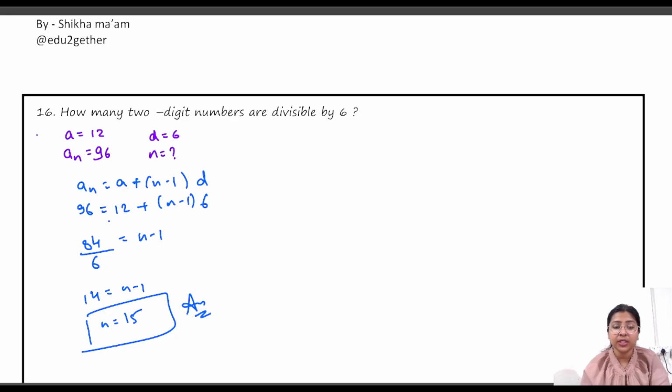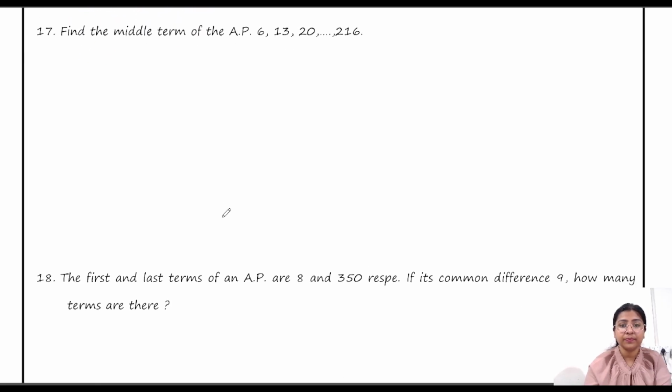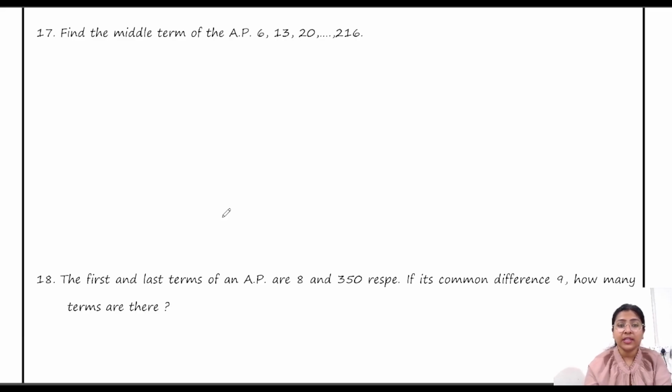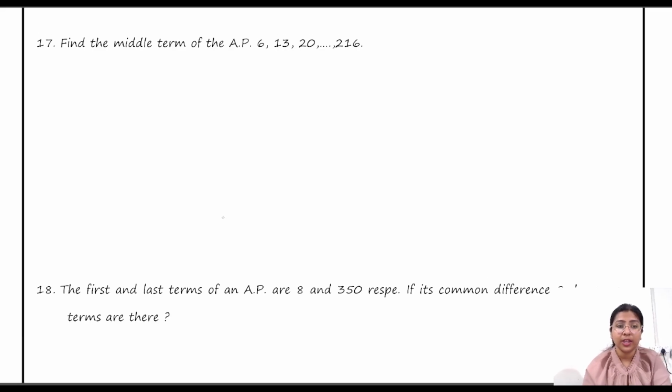Okay learners, this question is clear to you? Okay, now moving to the next question. In this question, they are asking to find the middle term of the AP. For finding the middle term, first we need to find out how many terms are there in this AP. So we have the first term, we will write a equals to 6. We have the common difference, 13 minus 6, that is 7. We have the last term, that is 216. We need to find out the number of terms, because for finding the middle term, first we need to find out the total number of terms.